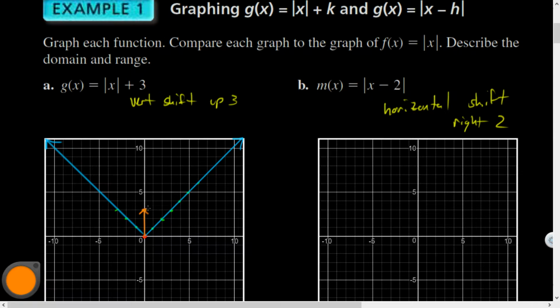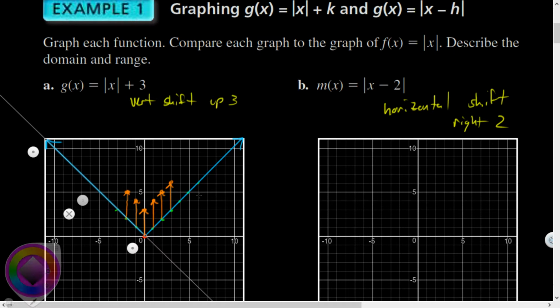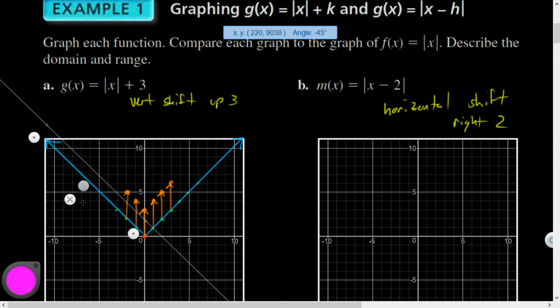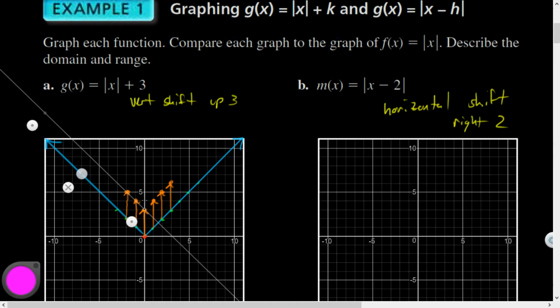Up to 0, 3. This point at 1, 1 is going to get shifted up 3 to 1, 4. This gets shifted up 3. And every point is just going to get shifted up 3. So even these ones over here, up 3 and up 3. Right? And so my new graph is going to have a vertex that's been shifted up 3, and every other point has been shifted up 3.